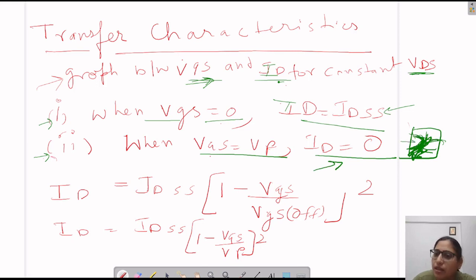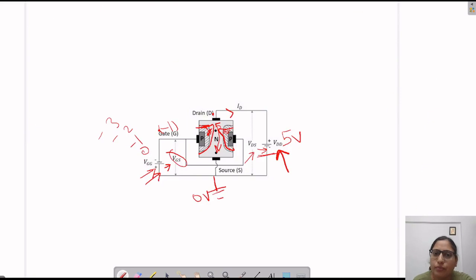And why is this depletion region width increasing? Because we are increasing the VGS, the negative voltage toward the gate source. So the width of the depletion region is increasing. Then this channel between them is narrowing. We can see this in the diagram also. So this is the diagram here.